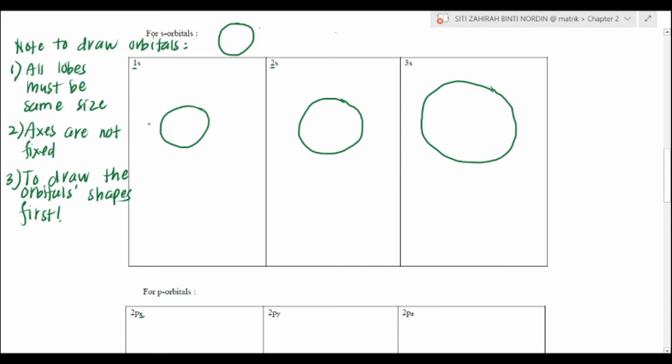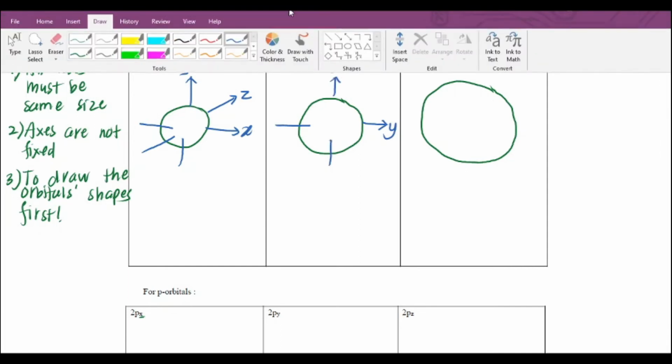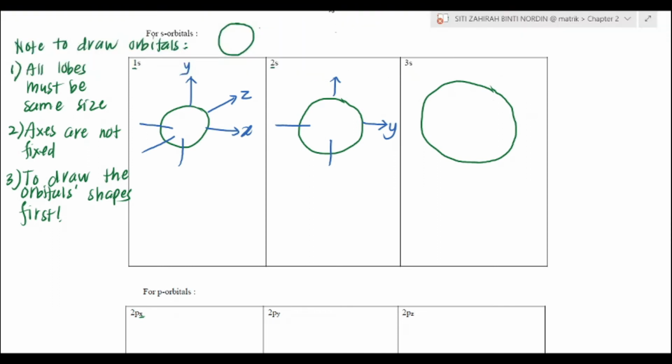So your x-axis must poke and then emerge, and then your y-axis must poke and emerge as well. And last, that would be your z-axis. It needs to poke and emerge as well. So that's for 1s. Okay, when I say that the axes are not fixed, that means I can write my horizontal axis as y and my vertical axis as x or y, or you can write it as z, and this axis would be x.